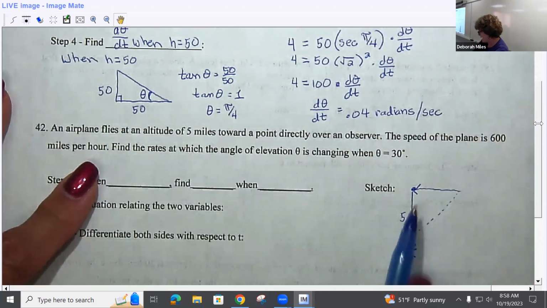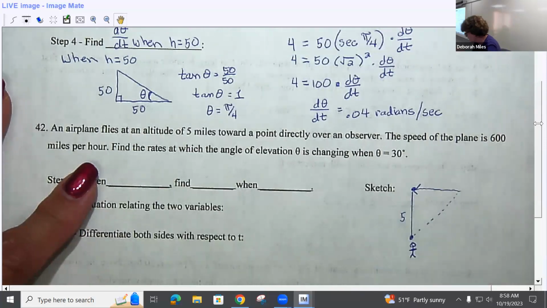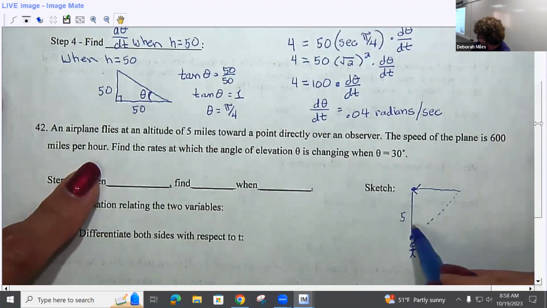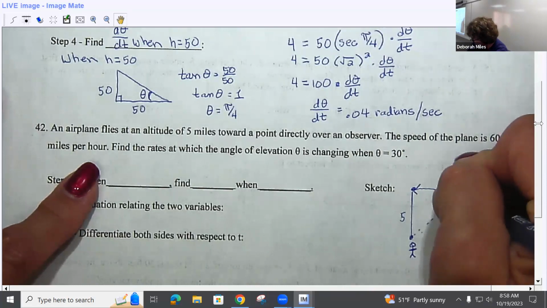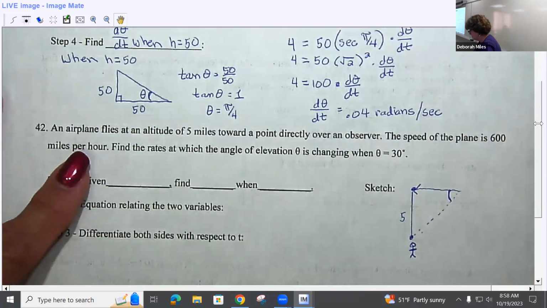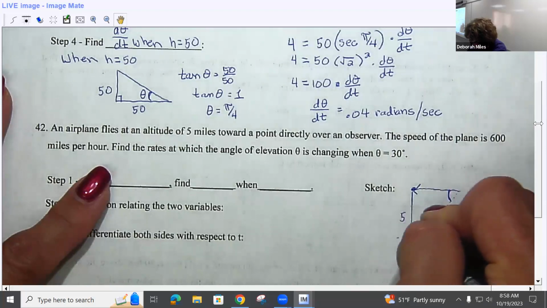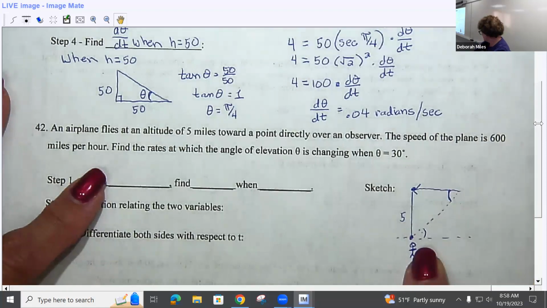If I was staying true to my dash line thing, then I would have made the plane's path a dash line also, because that's changing. And the angle of elevation, remember, angle of elevation has to be with respect to the horizontal. So it can't be this angle. That's not with respect to the horizontal. This is with respect to the horizontal. Or you could imagine the ground here and say that is with respect to the horizontal.